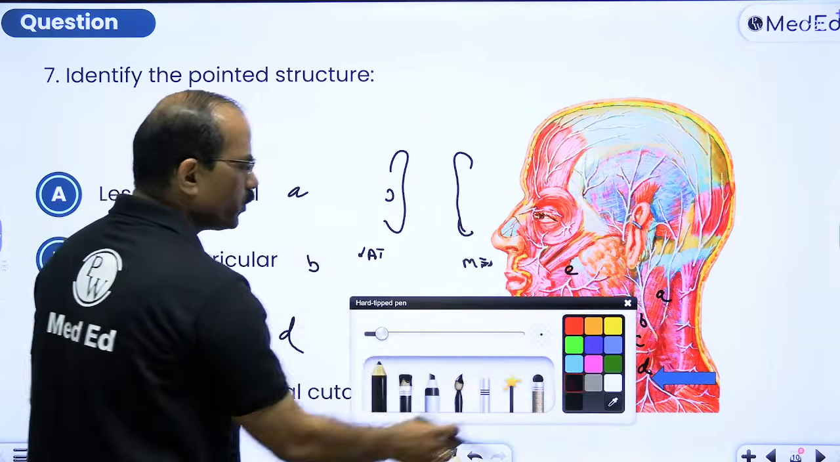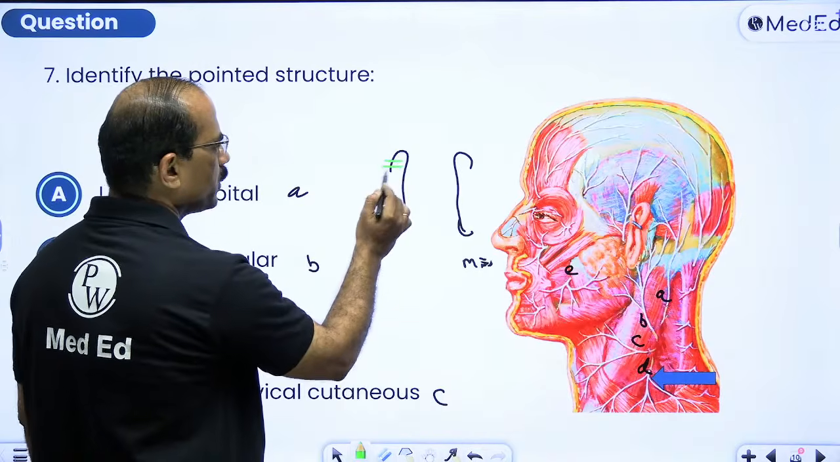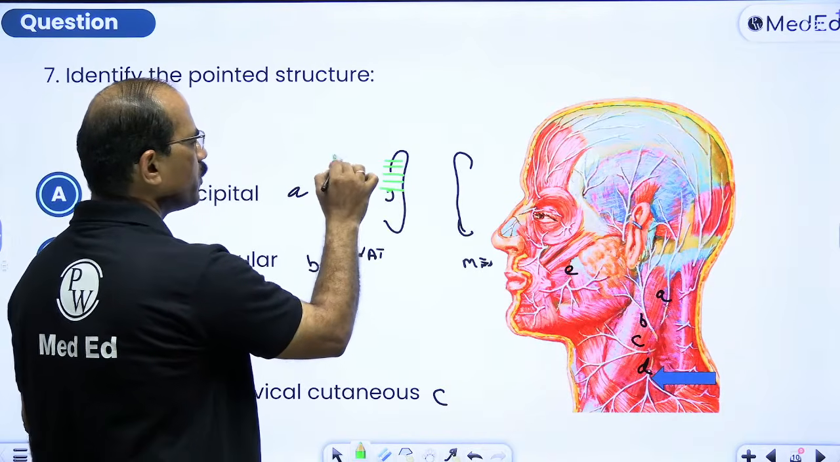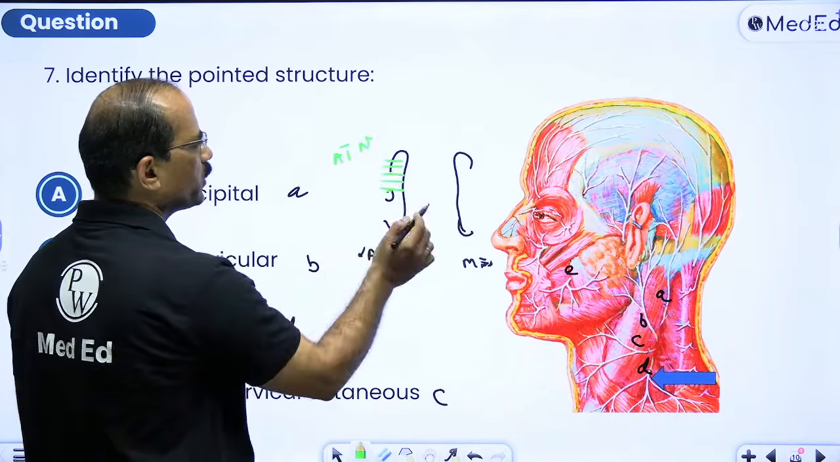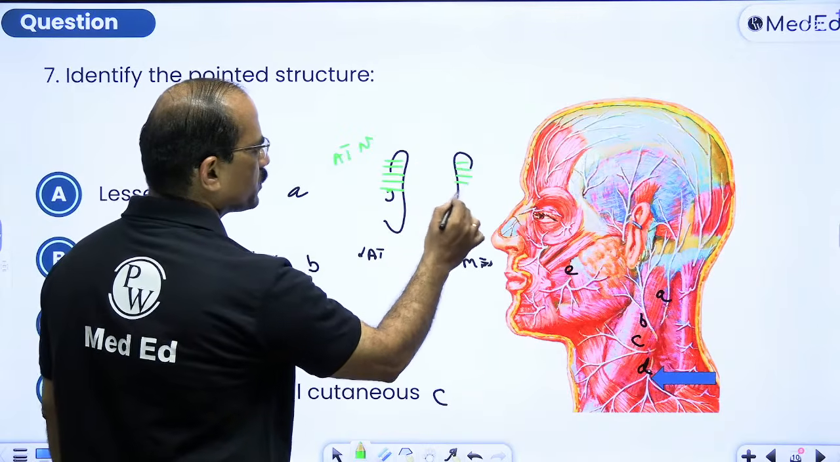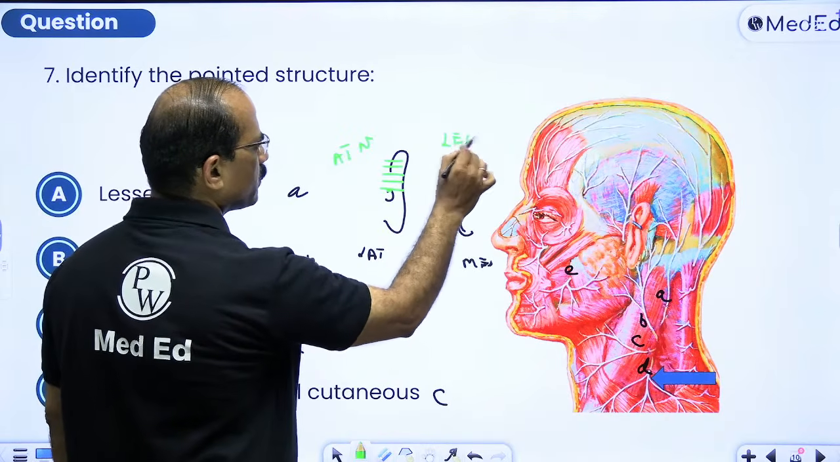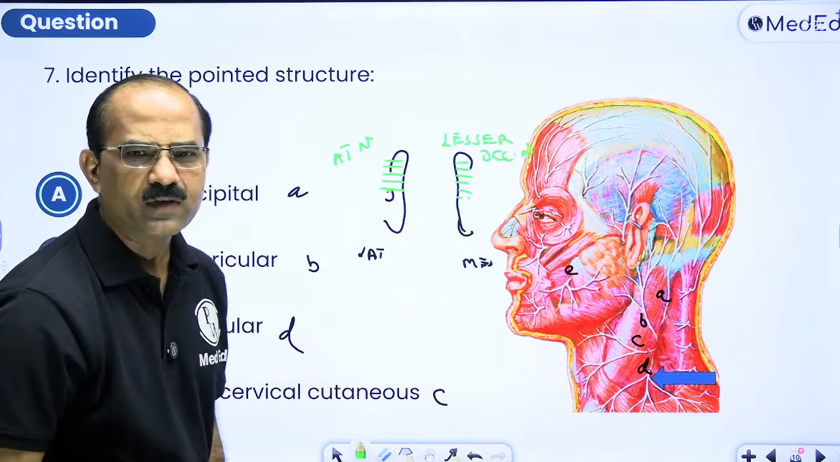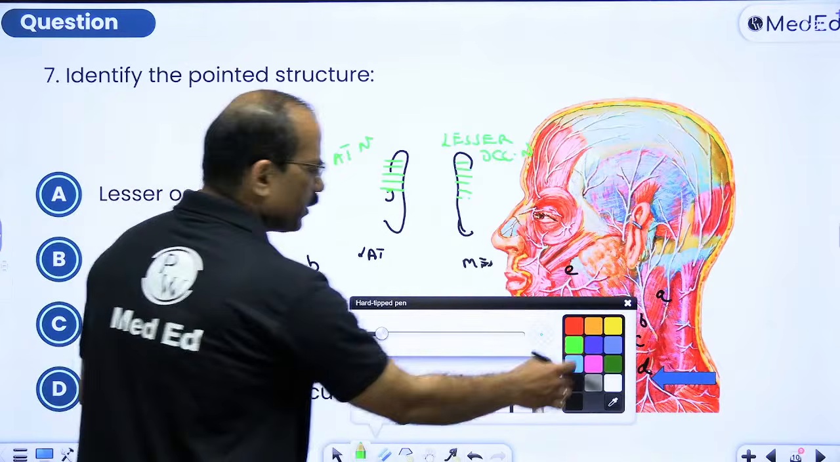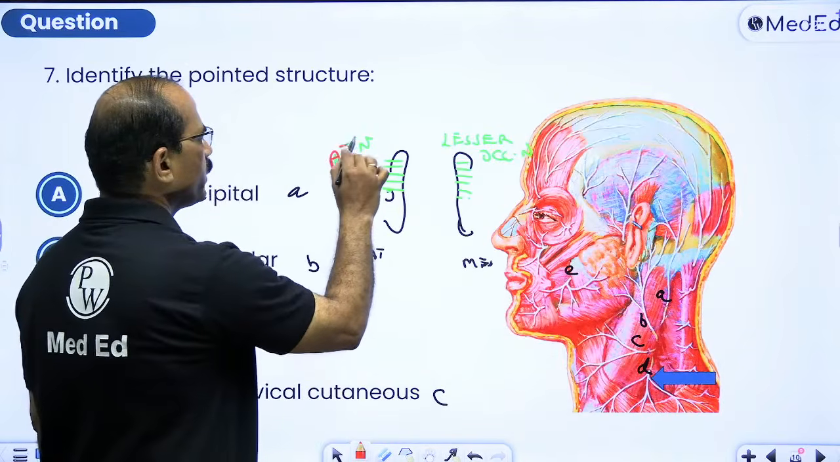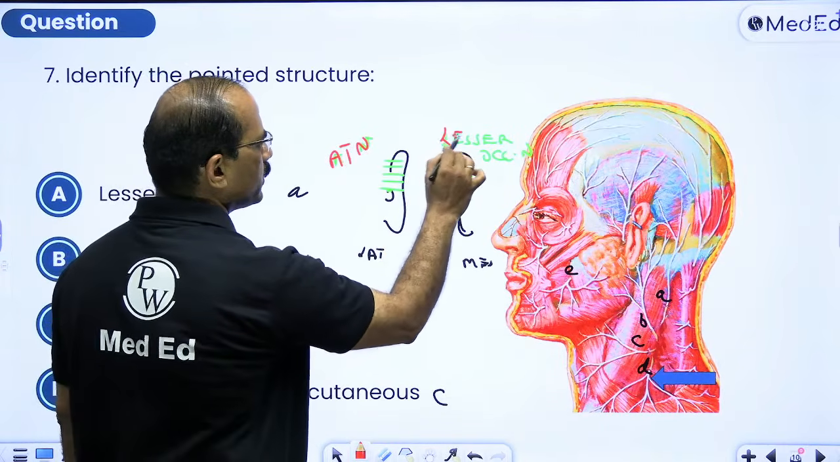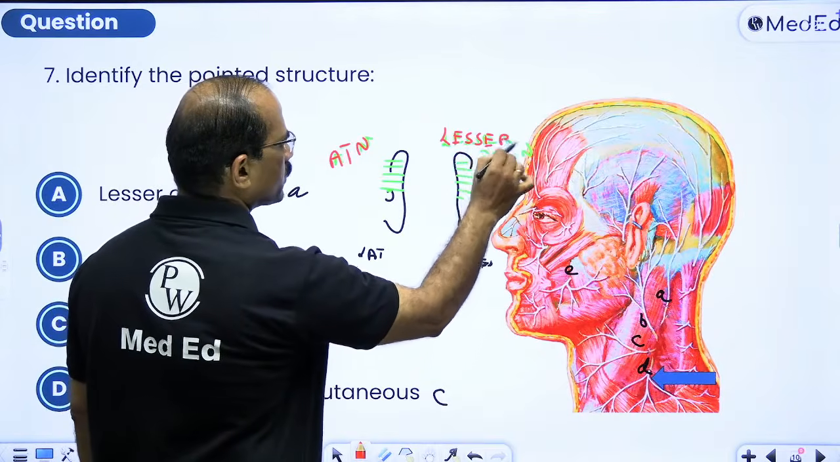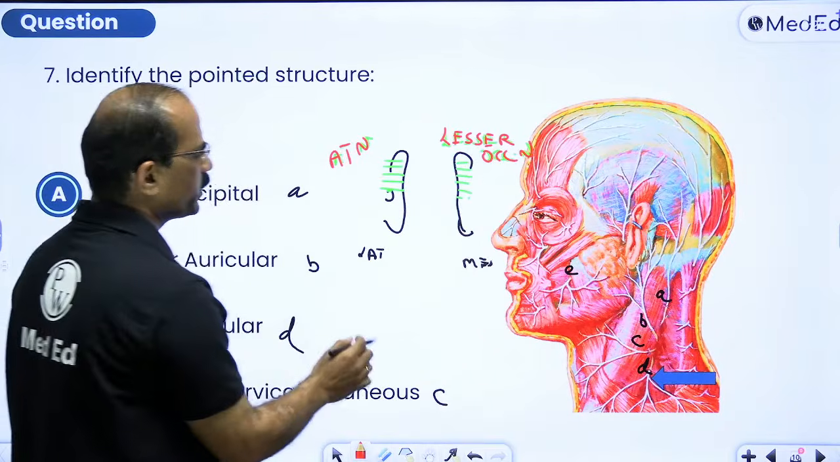So अब बोलो, who is going to supply the skin here on the medial 2/3? This is the auriculotemporal nerve. Auriculotemporal nerve. And ये स्किन को कौन सप्लाई करेगा? Lesser occipital nerve. दिख रहा है? नहीं दिख रहा? Okay, this is the auriculotemporal nerve and this is the lesser occipital nerve. Lesser occipital nerve.